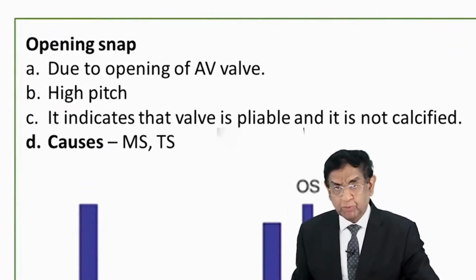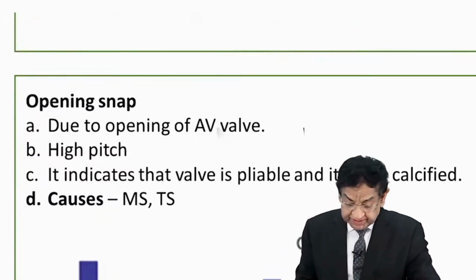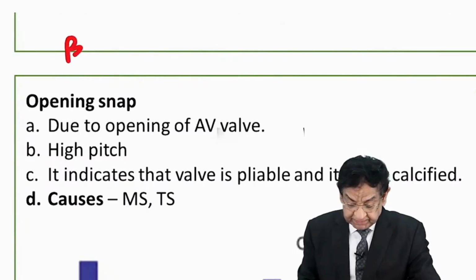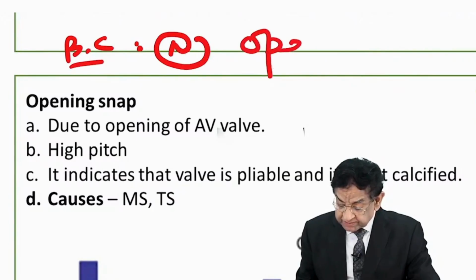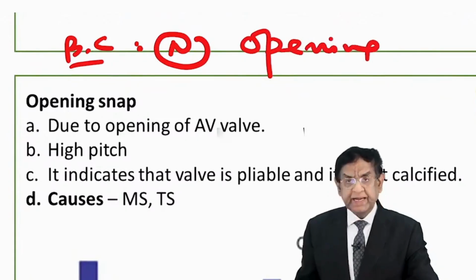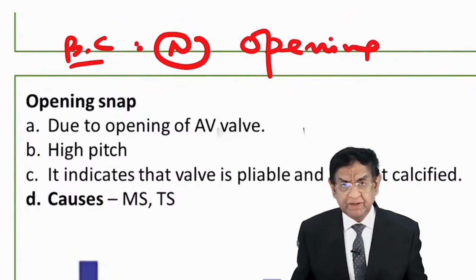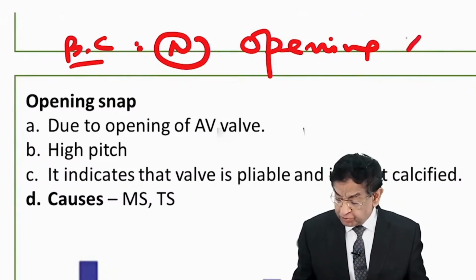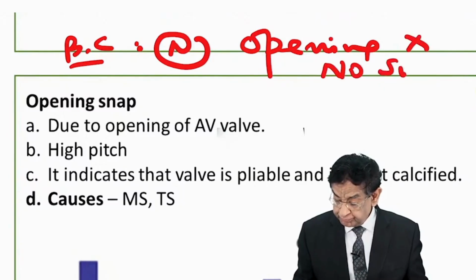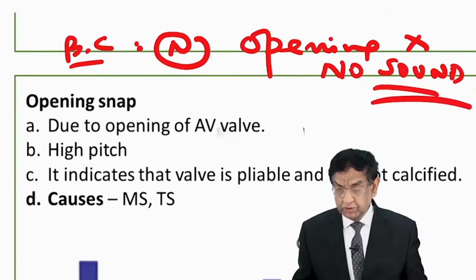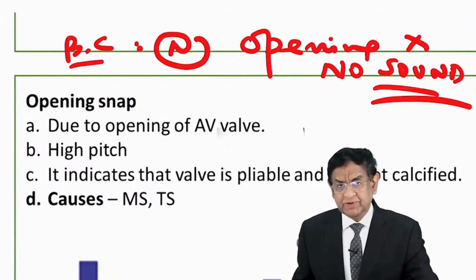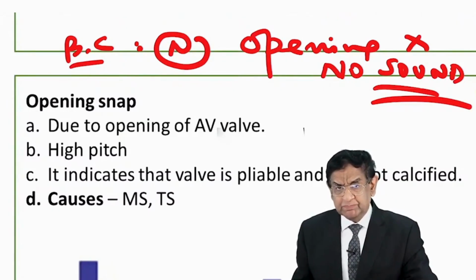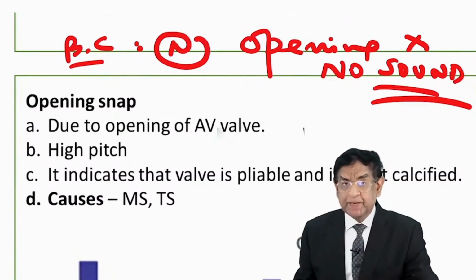Now I'm going to talk about opening snaps and clicks. One thing is the basic concept. The basic concept is that normally, opening of the valves, any valve, maybe mitral, maybe tricuspid, maybe aortic or pulmonary, produces no sound. No sound is produced in opening. Closing produces a sound. S1, S2 we know, but normally no sound on opening. But in certain conditions, we can get sound in opening also.